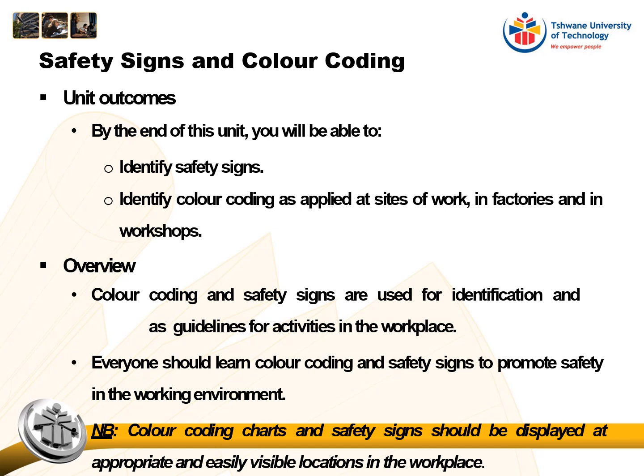Safety signs and color coding. Unit outcomes. By the end of this unit, you should be able to identify safety signs and identify color coding as applied at sites of work, in factories, and in workshops.